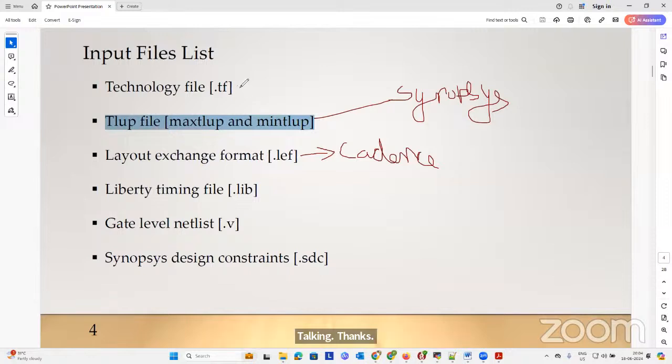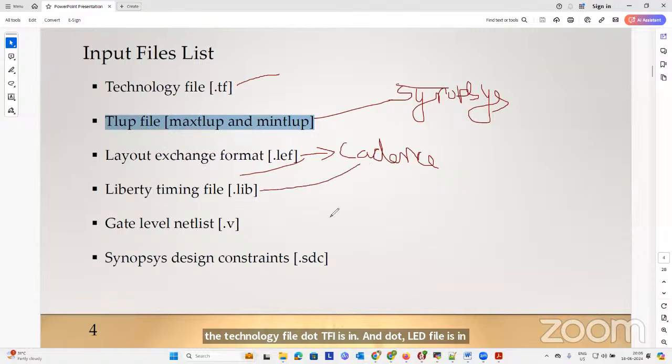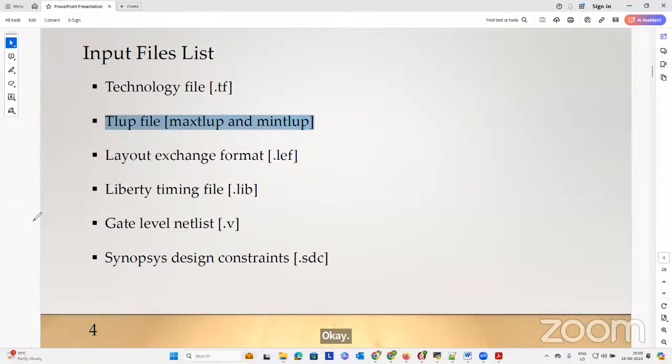The technology file .tf file is in Synopsys, and the .lib file is in Cadence. The .lib file is also in Cadence. .v is common and .sdc is also common. Here the name is Synopsys design constraints if it goes for Synopsys tools; if it goes for other tools, it is called standard design constraints. Clear? The inputs list. Yes, sir.